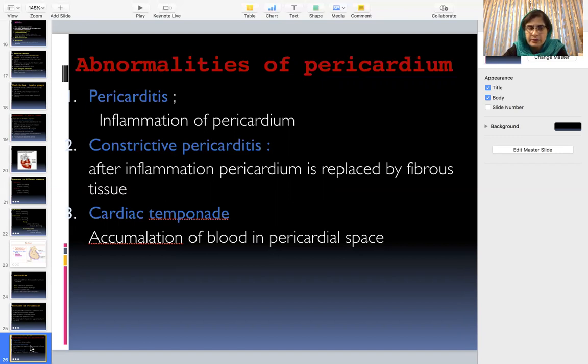Inflammation of the pericardium, if there is any bacterial or viral infection of the pericardium, is called pericarditis. Constrictive pericarditis is when the inflamed pericardium is replaced by fibrous tissue after infection. And accumulation of blood in the pericardial space is called cardiac tamponade. If instead of that clear fluid, the pericardial space is filled with blood, that is called cardiac tamponade.